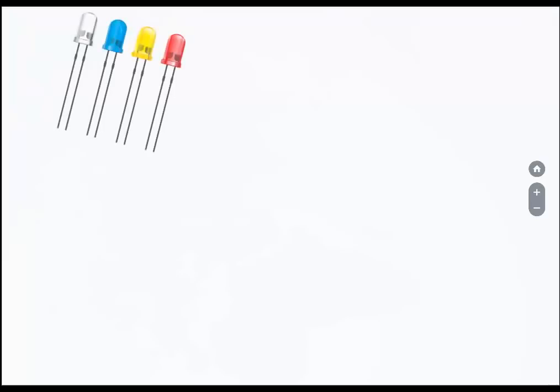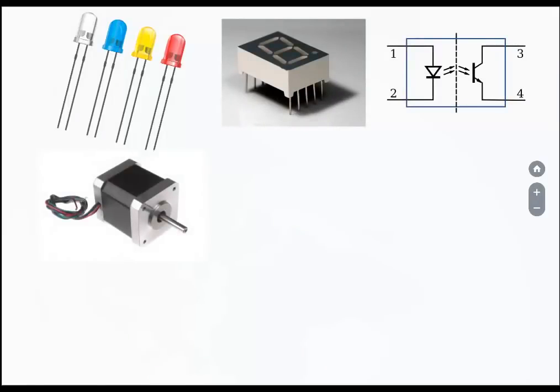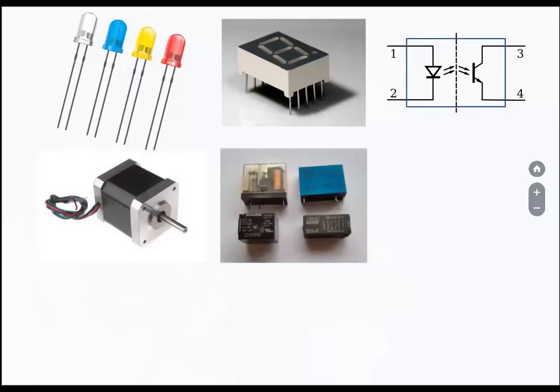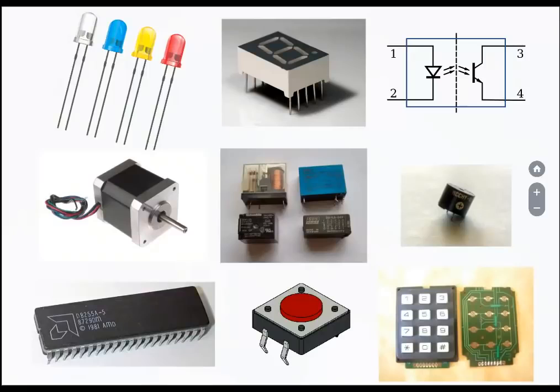Common actuators and sensors used in embedded systems are LEDs, 7-segment displays, optocouplers, stepper motors, different kinds of relays, piezoelectric buzzers, 8255 peripheral interface ICs, push buttons, and hex pads or keyboards.